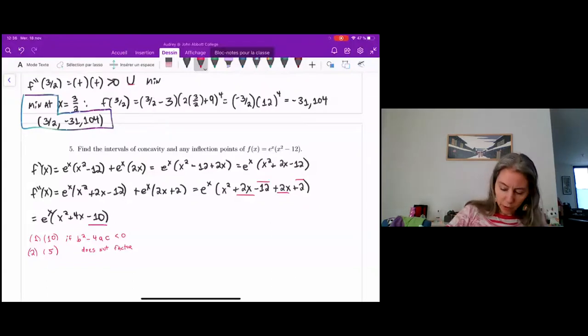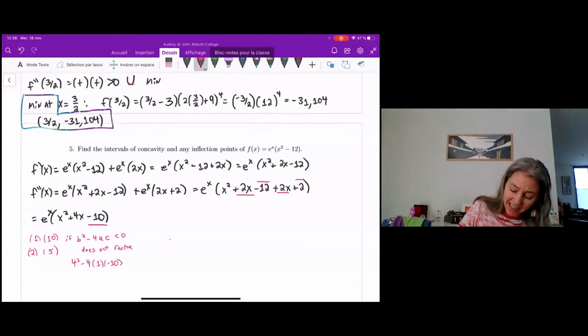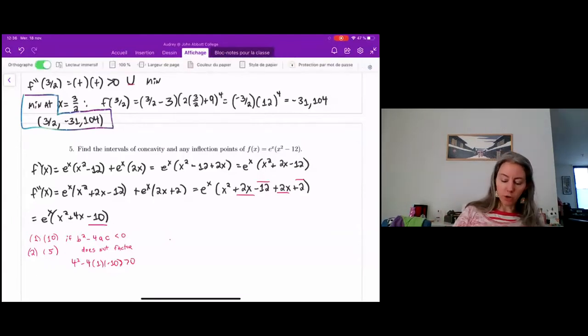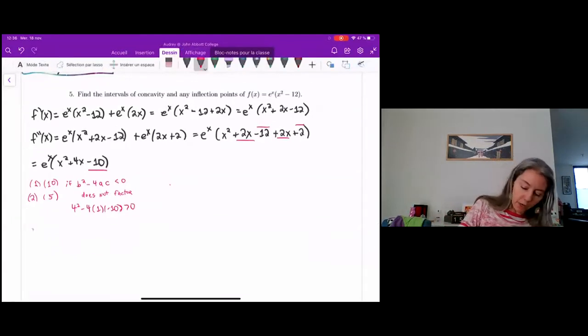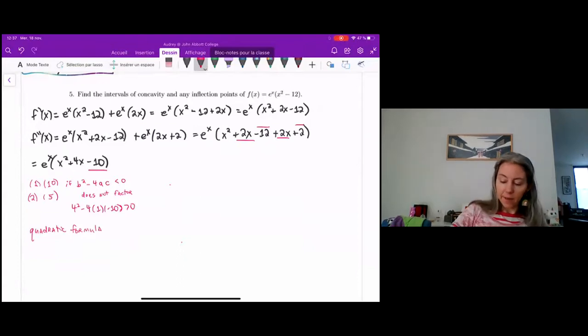So 4 squared minus 4 times 1 times negative 10. And guess what? That is greater than 0. So this would be a good time to bring the quadratic formula into play. So we're going to do the quadratic formula here to find our values where this equals 0. So I'm not going to factor that.